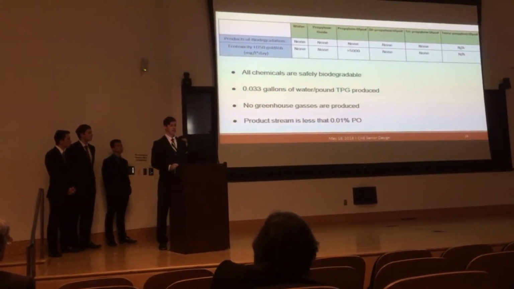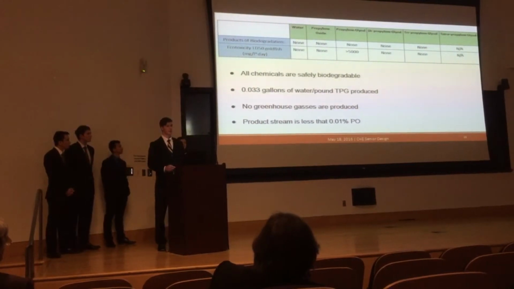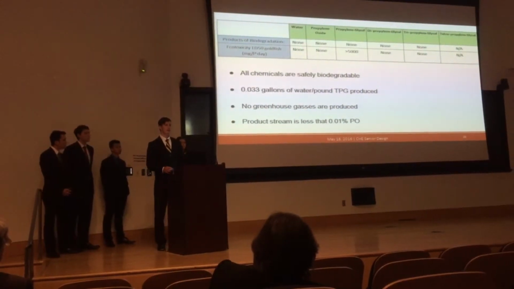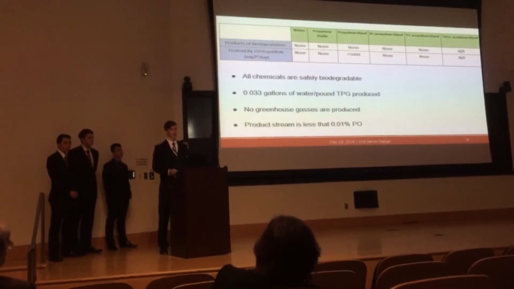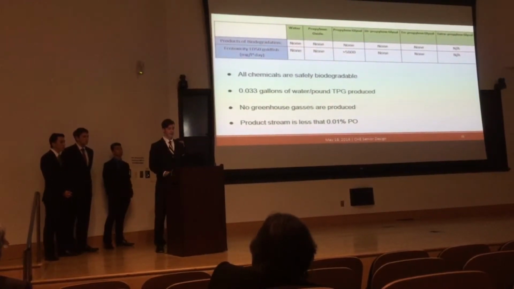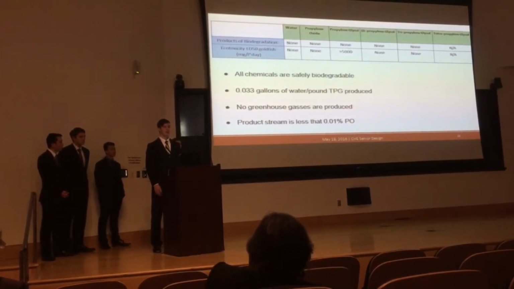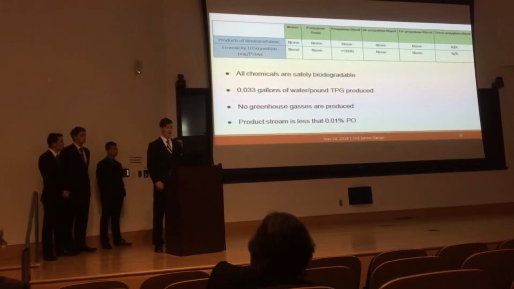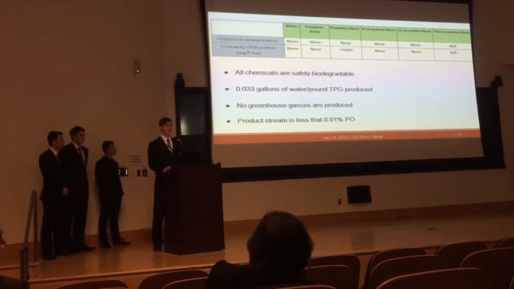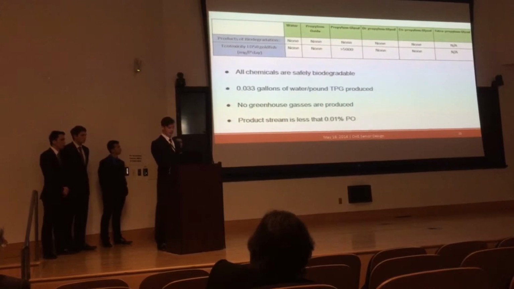0.03 gallons of water are used per pound of tripropylene glycol produced, which indicates a very low level of wasted water in our plant. No greenhouse gases are produced anywhere in our process, and our product stream is less than 0.01% of any of the raw materials entering our plant.